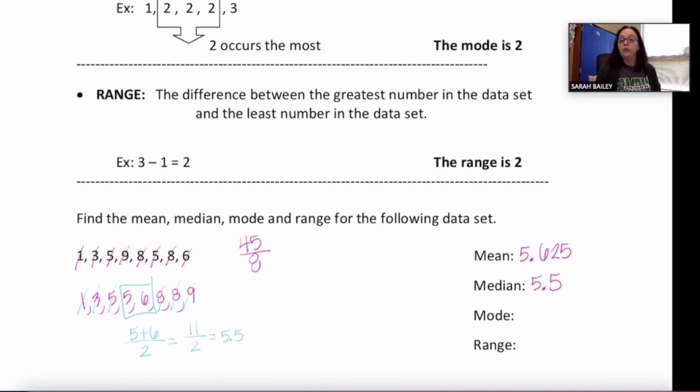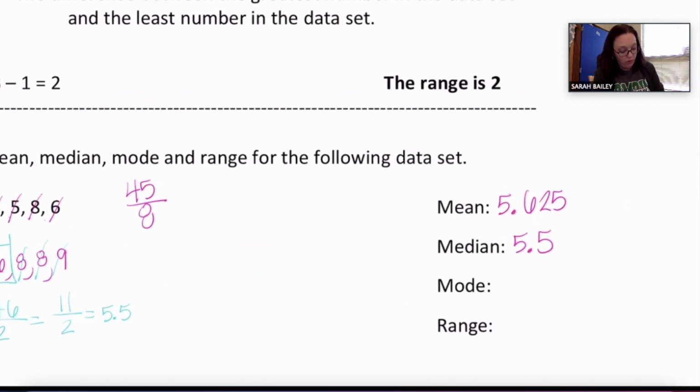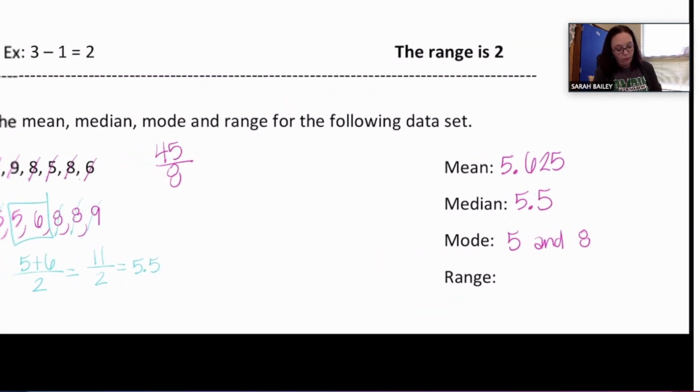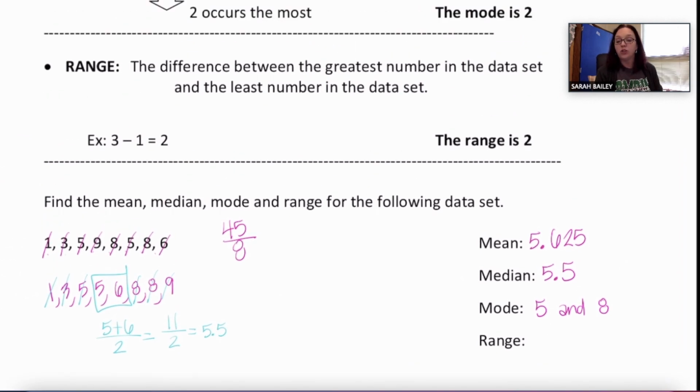All right, mode. Which number occurred the most? Now, if all the numbers occur the same number of times, then we say there is no mode. That's not the case here. I see that I have 2 5s and 2 8s, so I have 2 modes. So the mode is 5 and 8. You can have multiple modes. Then the range we said is your biggest number minus your smallest. My biggest is 9, my smallest is 1. 9 minus 1 is 8.